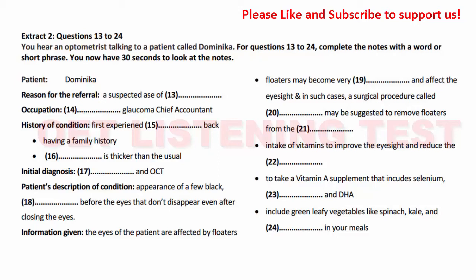Getting a new floater or the appearance of light flashes are the signs that the vitreous gel is pulling on the retina that can lead to a retinal detachment, a serious condition that can be treated with a surgery. Can anything be done about the floaters in the eye?